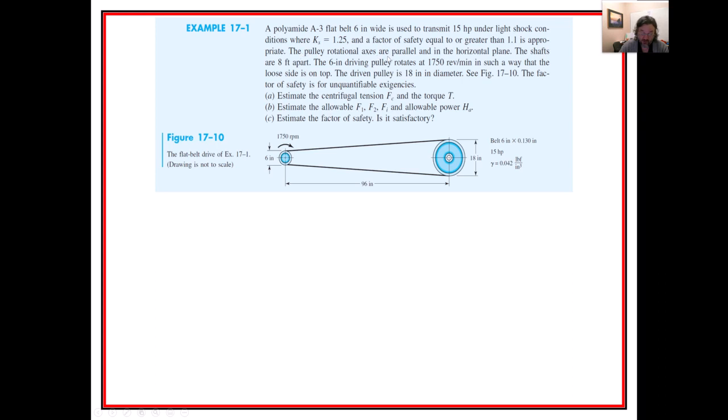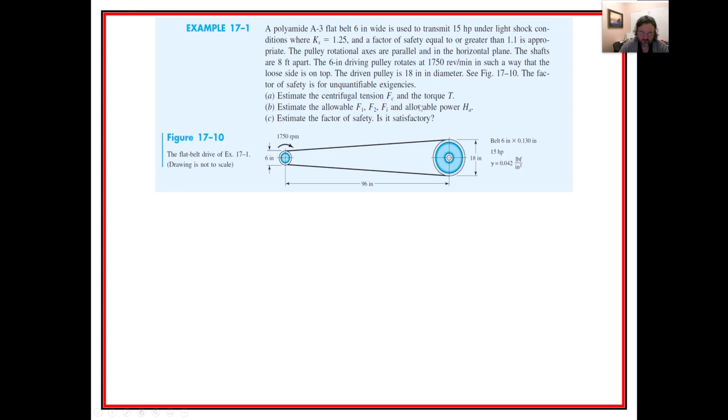The pulley rotational axes are parallel. That's good for us. And in the horizontal plane, the shafts are 8 feet apart, or 96 inches, not to scale. The 6-inch drive pulley rotates at 1750 RPM in such a way that the loose side is on top. Okay, that's good. And the driven pulley is 18 inches in diameter. It says to see that figure. Of course, we just saw it. The factor of safety is for unquantifiable exigencies. Oh, boy. Okay.